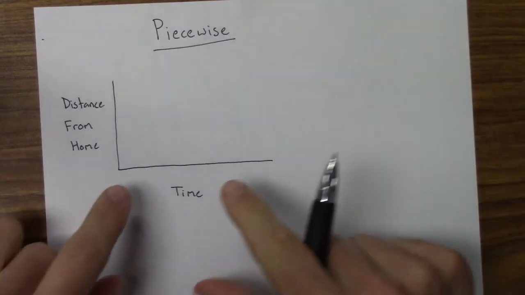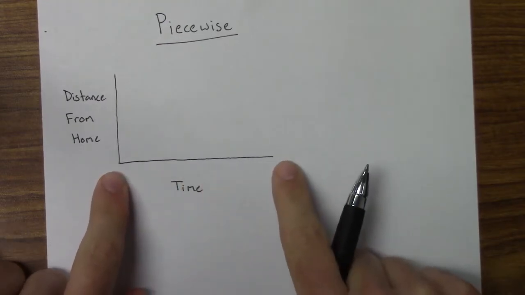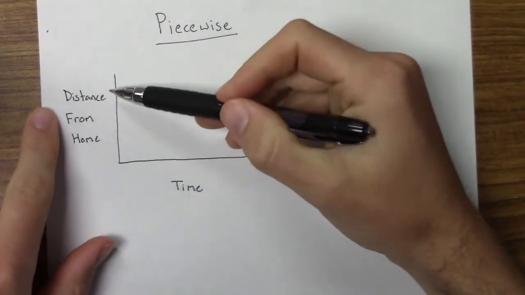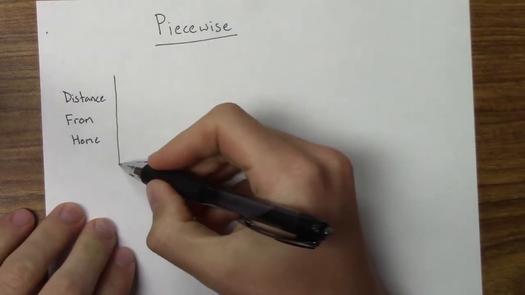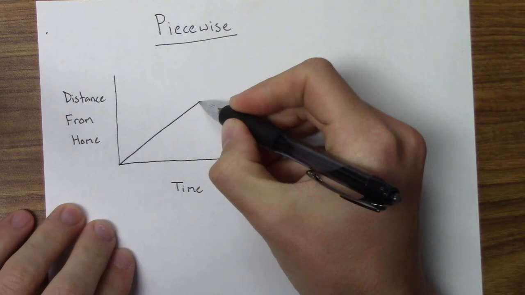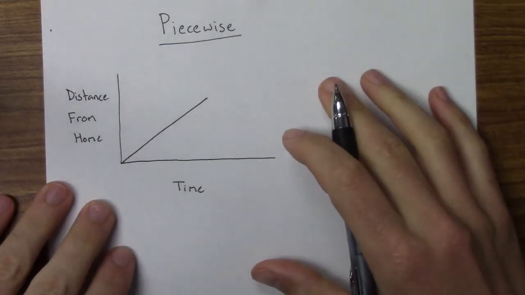So for example, I want you to consider the following story. We've got time on the x-axis. That's a pretty common x-axis label right there. And then on the vertical axis or y-axis, I have distance from home. So say the story goes like this. I leave my apartment and I go for a run. And I'm going for a run and I keep a pretty steady pace, and then I end up as far away from my home as I'm going to get.